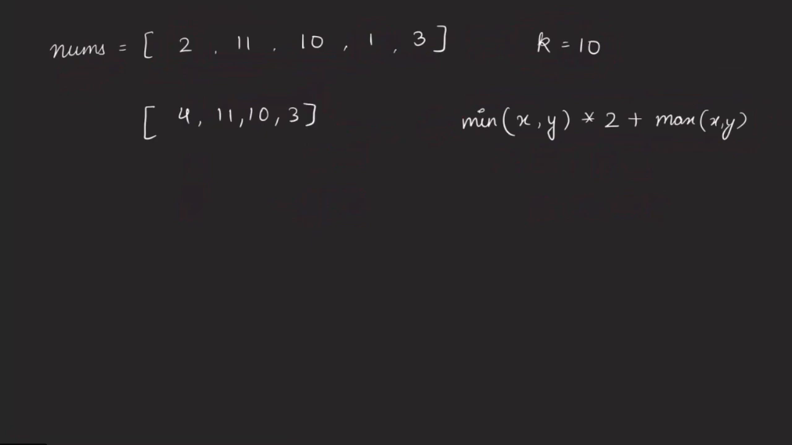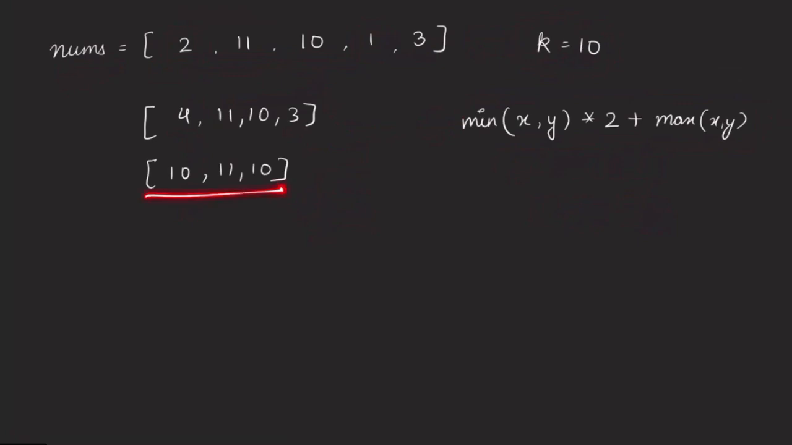Right now also there are some elements which are smaller than k, which are 4 and 3. So we will again have to apply the operation. We will pick the two smallest integers, which are 3 and 4. So x is 3, y is 4. Minimum of them is 3, 3 into 2 plus maximum, that is 4. So 6 plus 4, that is 10. So 3 and 4 will be removed and 10 will be inserted. This is how our array will look now.